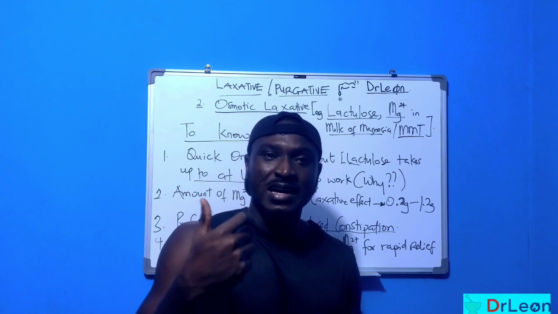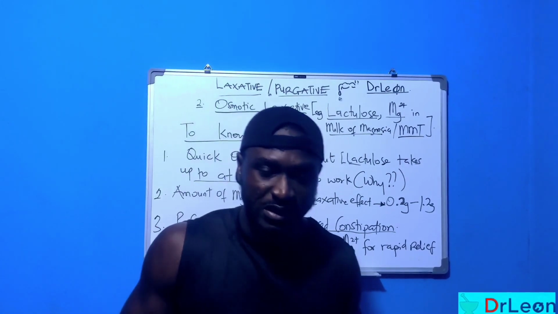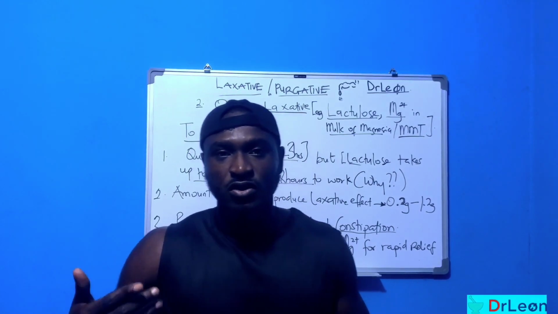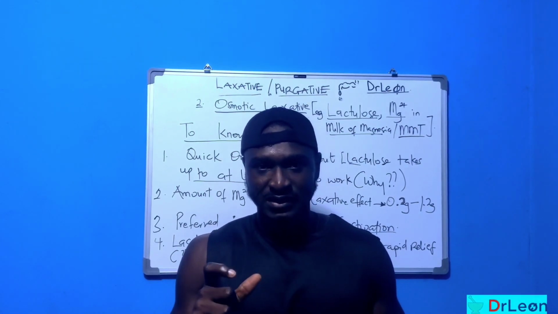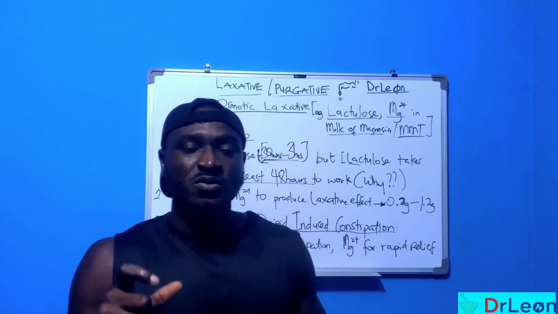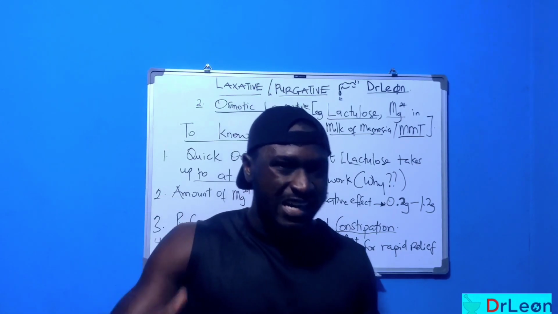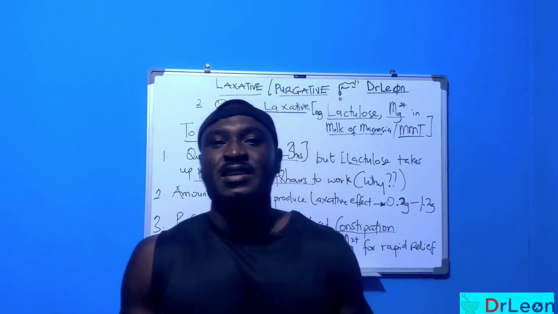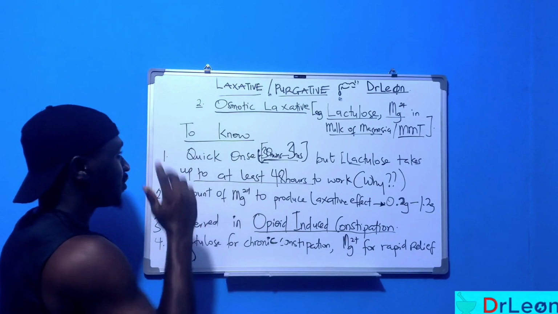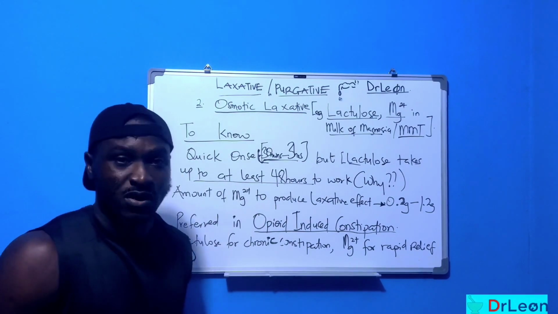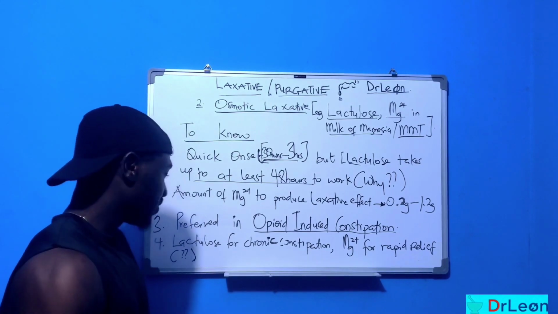So aside from stimulating GI motility, they soften the stool, and their ability to soften the stool will make it easy for you to pass the stool. So you can actually use them with stimulants. Using them with stimulants, the osmotic laxative will soften the stool, and the stimulant will stimulate the GI motility so that you can easily pass the stool. So osmotic laxative is one of the preferred laxatives in opioid-induced constipation.